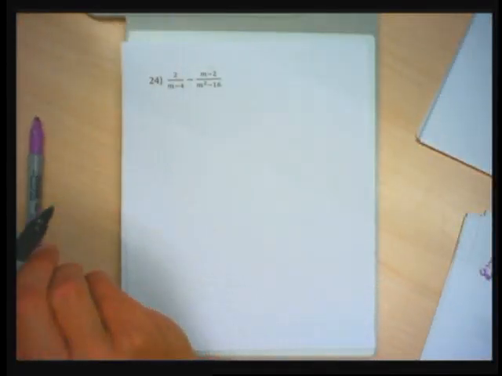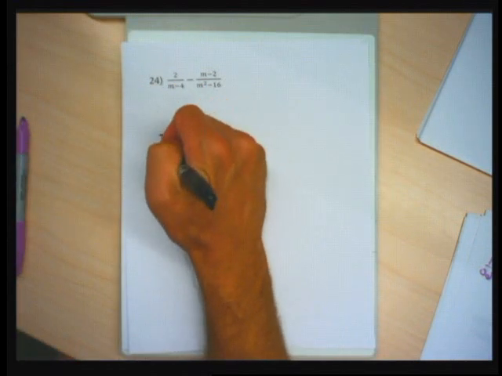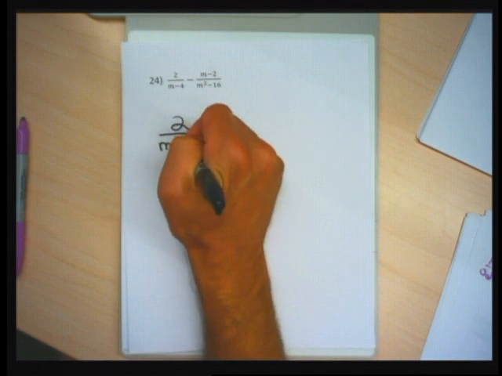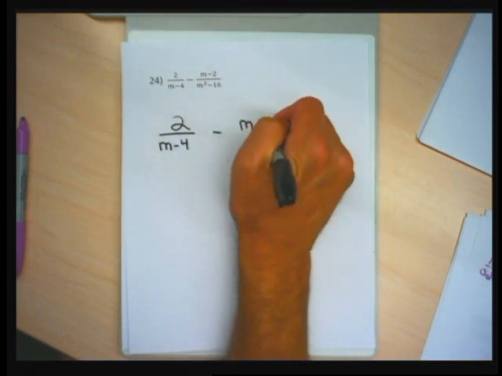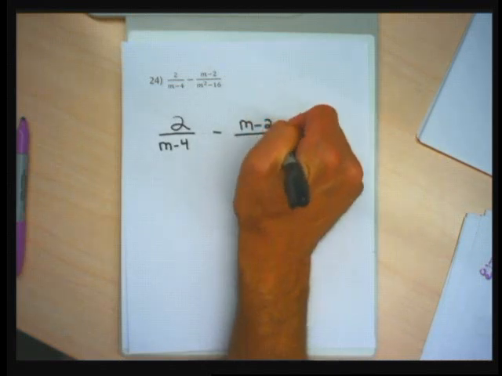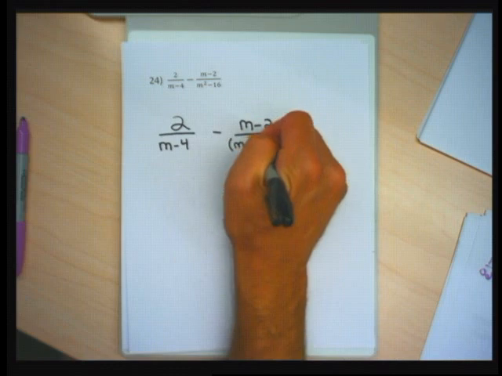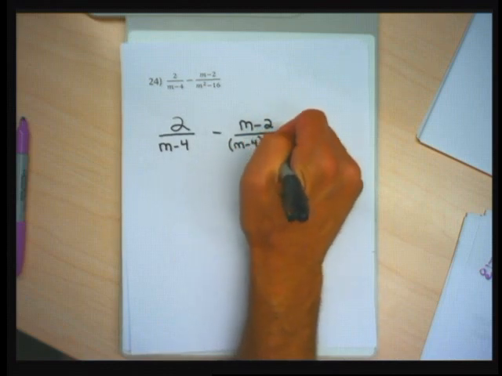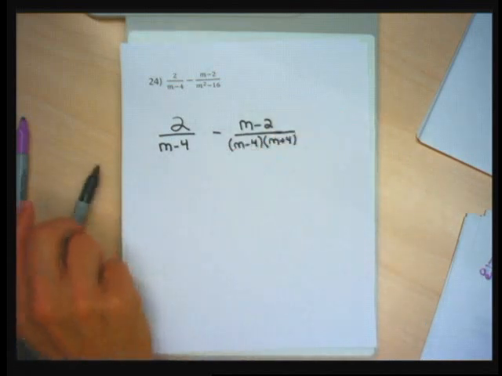24 is tough-ish. Anytime I'm adding or subtracting fractions that have unlike denominators, if any denominator factors, I should factor it first, and that's the case here. The right denominator factors, and it's a difference of squares. It's going to factor into two essentially identical parentheses, one with a plus, one with a minus sign. You get an m plus 4 and an m minus 4.